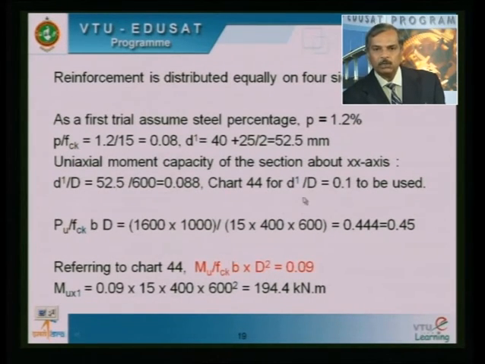So knowing this, what sort of modification you are going to make when providing the reinforcement, even if the reinforcement is slightly less, probably your column is going to be okay. That is where you have to appreciate to what extent this d dash by d has been rounded off to the next higher value. So Pu by fck bD, with substitution, is 0.444, about 0.45. Referring to chart 44, you need to get this non-dimensional parameter with respect to moment, which is 0.09. So with that 0.09, your uniaxial moment capacity with respect to X is 194.